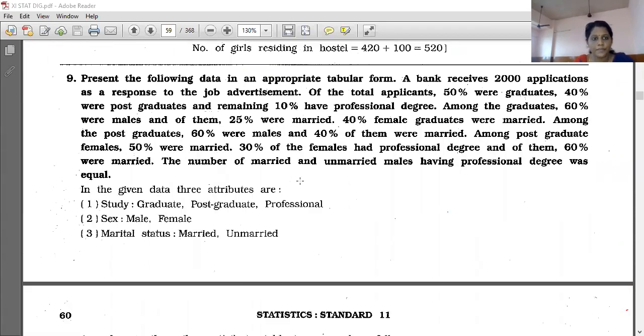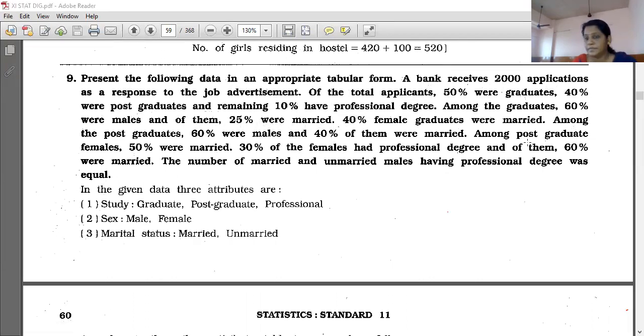Now next is present the following data in an appropriate tabular form. A bank receives 2000 applications as a response to the job advertisement. Of the total applicants, 50% were graduates, 40% were postgraduates, and the remaining 10% have professional degree. Among the graduates, 60% were male, and of them, 25% were married. 40% female graduates were married.